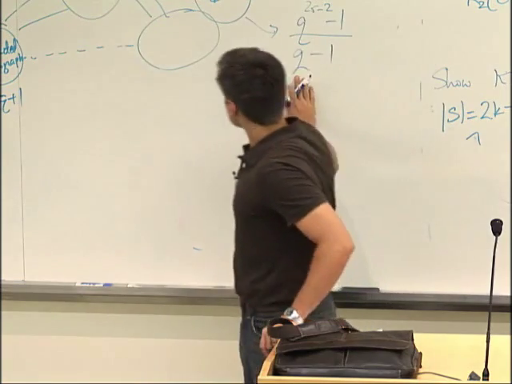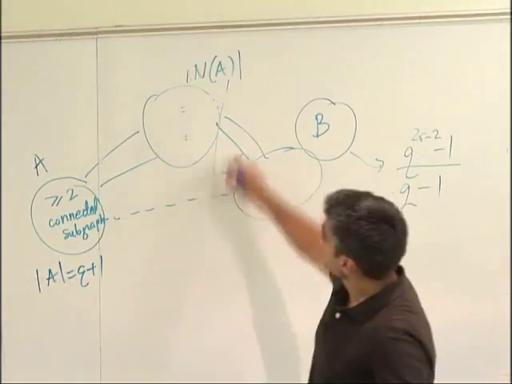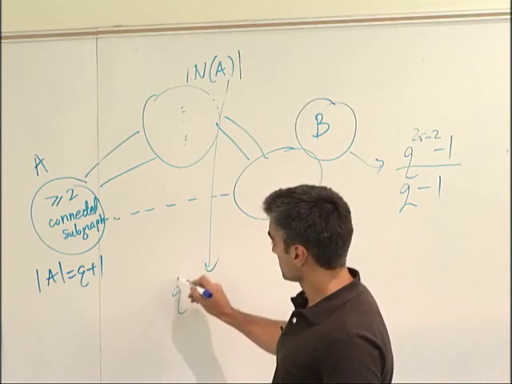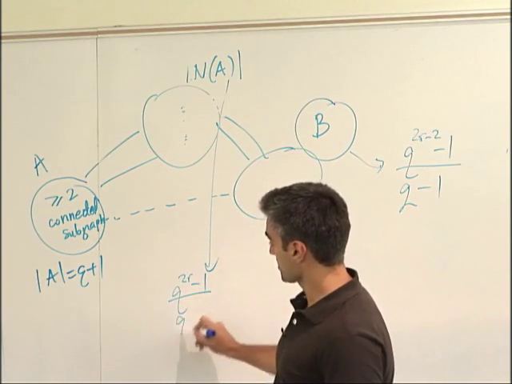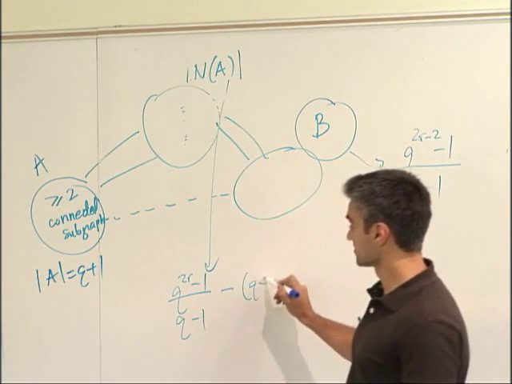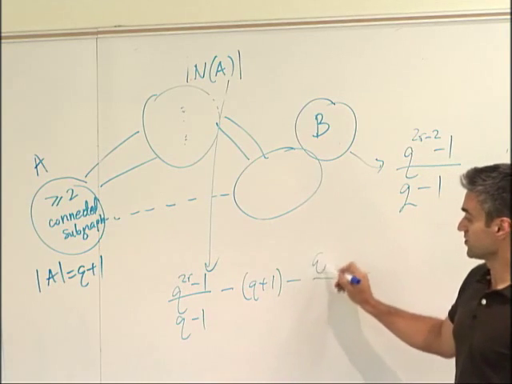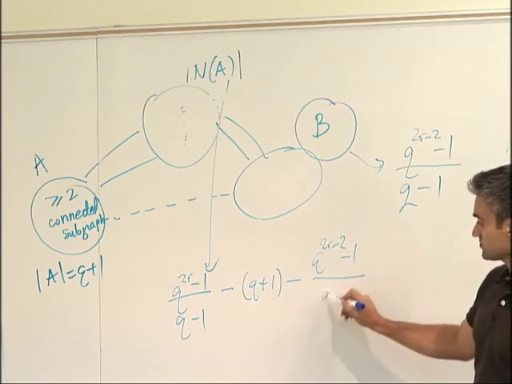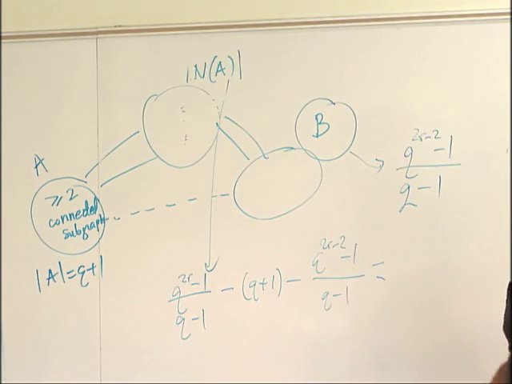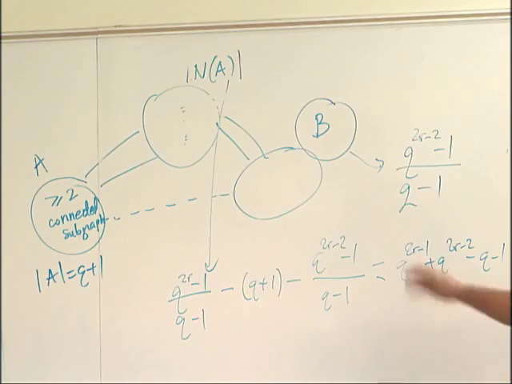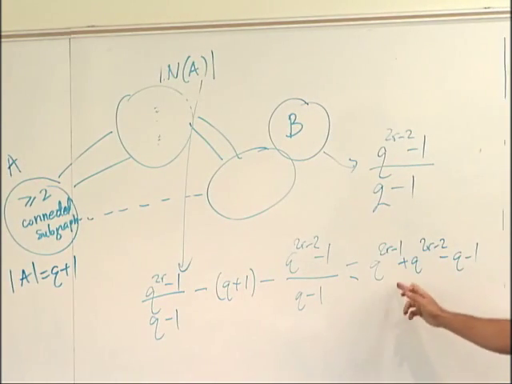And so you have these many, so that will make N of A to be the number of vertices of your graph minus this and minus this, which when you do the calculation gives you exactly that value. So that's that. Now, this tells you that the cardinality of this neighborhood is at most this value.